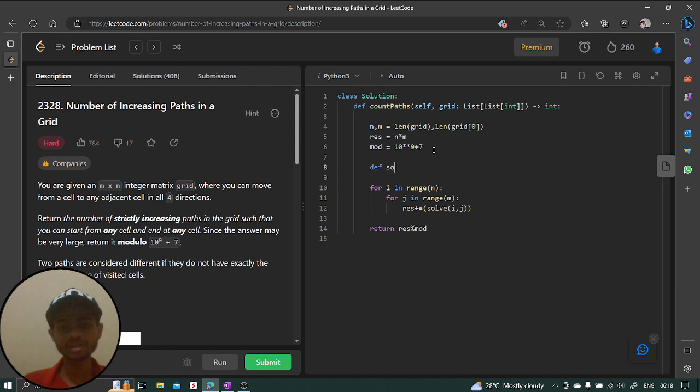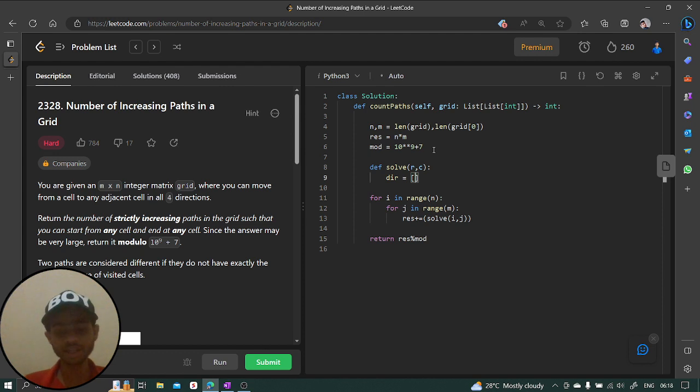So let's create a nested function, define sol, and here we're going to take a row and column, right? First of all, the directions: it can go in 4 directions, right? So we can say 0 comma 1, this is one direction. Tell me, what is this 0 comma 1? Is this left, right, top or bottom? Just tell me. Yes, it is going to be right.